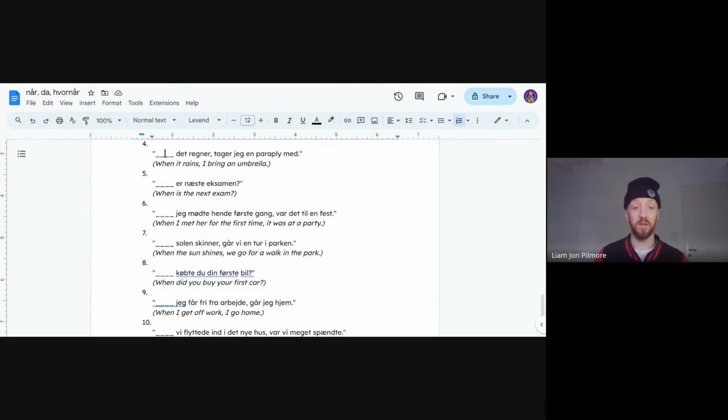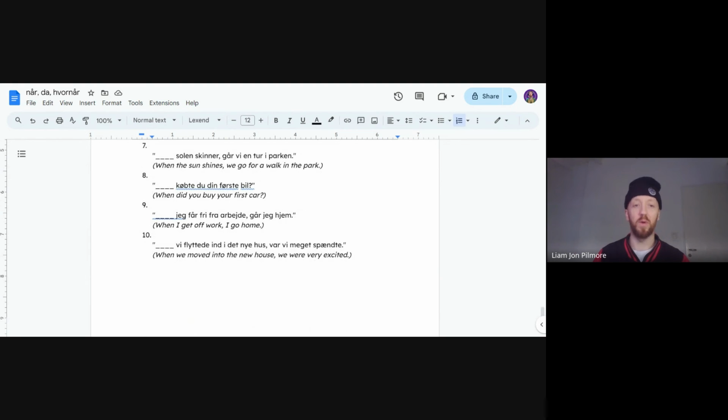Hvornår solen skinner, går vi en tur i parken. Another simple example of when this thing happens, this thing happens. Når solen skinner. Nummer 8. Hvornår købte du din første bil? Question, of course. Hvornår købte du din første bil? Easy.